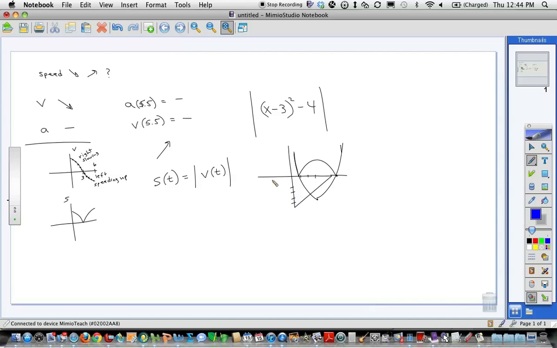If you were to graph that on your calculator, you would get that graph right there. A cool looking graph, but that's what it would be. It would just be the parabola, and then all the negative parts would be flipped up to positive. So anytime you're asked to graph an absolute value graph, just graph what's inside of it, and then take anything that's negative and make it positive. That works really well for this speed and velocity thing. Just remember, speed is the absolute value of velocity.